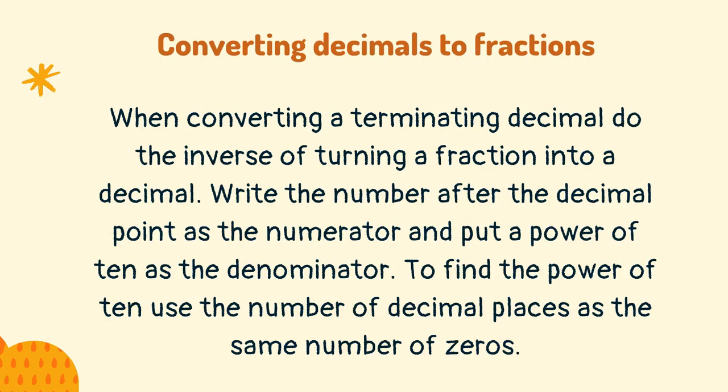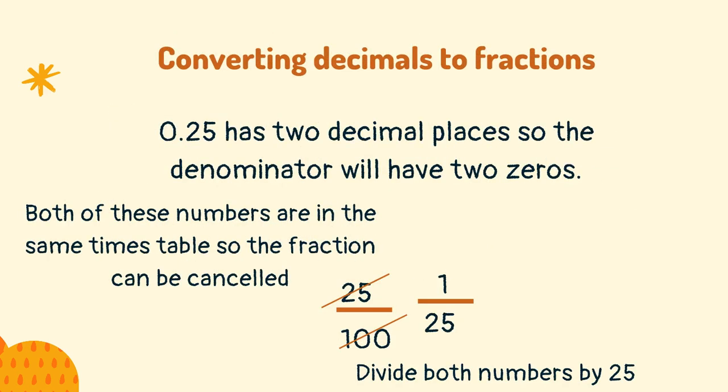When converting a terminating decimal to a fraction, do the inverse of turning a fraction into a decimal. Write the number after the decimal point as the numerator and put a power of 10 as the denominator. To find the power of 10, use the same number of zeros as the number of decimal places. The fraction will have the same number of place values as the decimal has decimal places.